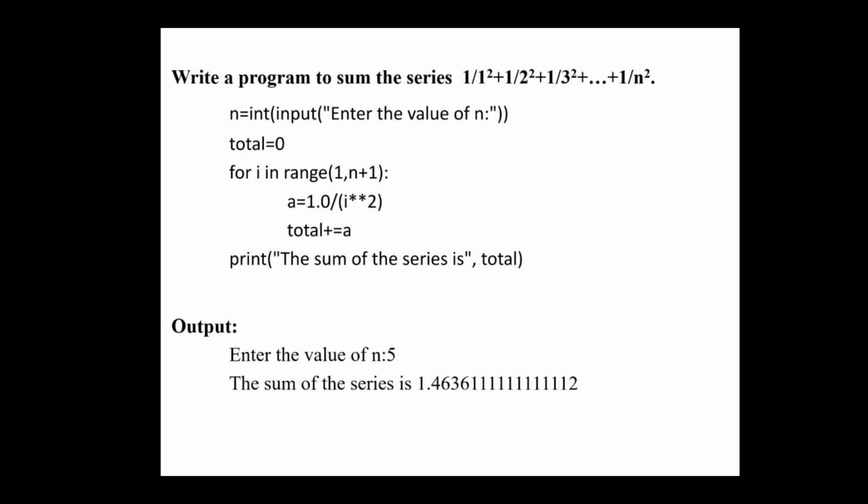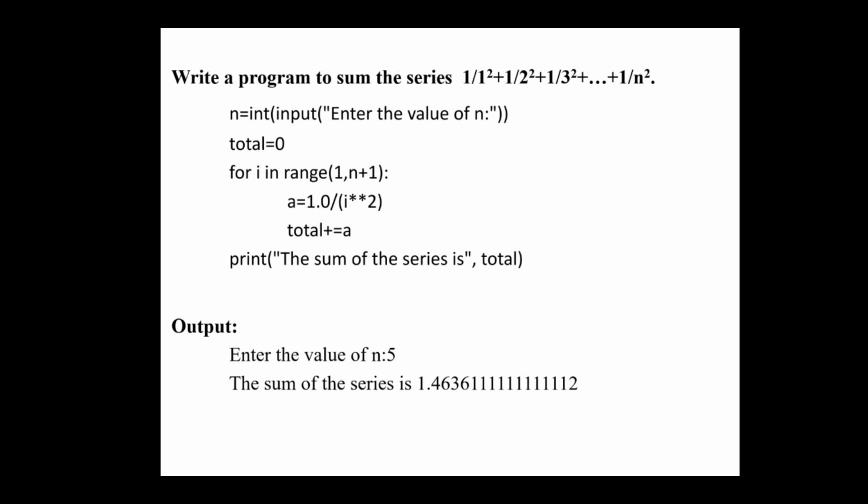After that, a = 1.0 / i square, that is i**2. For every iteration, when i equals 1, a = 1/1 square. When i equals 2, a = 1/2 square, that is 1/4. When i equals 3, a = 1/3 square, that is 1/9, and so on. And when i equals n, a = 1/n square.